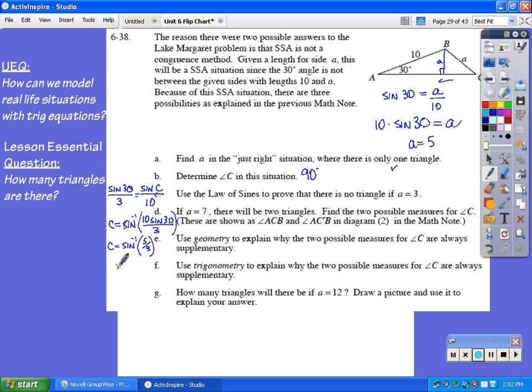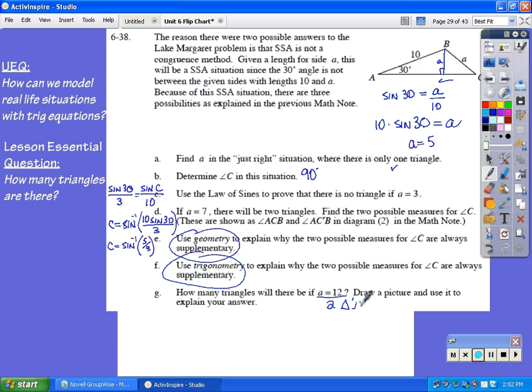If A is 7, there will be two triangles. Find the two possible measures for angle C. These are shown as ACB and AC prime B in diagram 2 in the math notes. Okay, so what we're looking for here, and again, we've done this. We use geometry to show they're supplementary. We use trigonometry to show they're supplementary. Okay, how many triangles if A was 12? There'd still be two triangles.